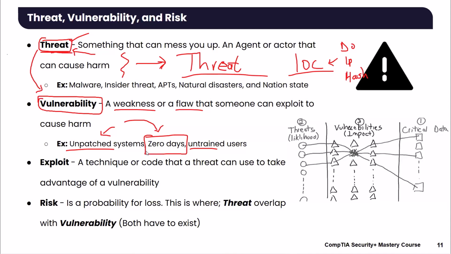Okay. And if it's being exploited, meaning they're taking advantage of it, and we don't have a fix for it, it is a 0 day. Yes, sir.